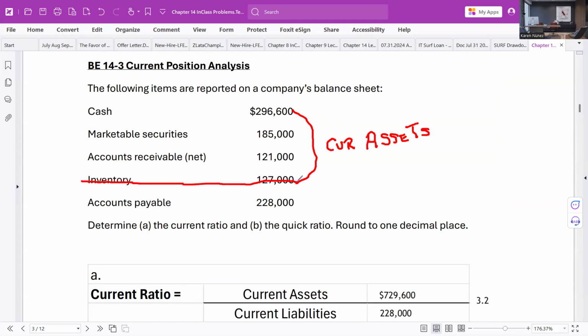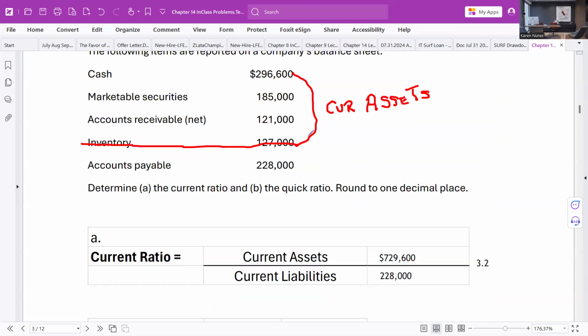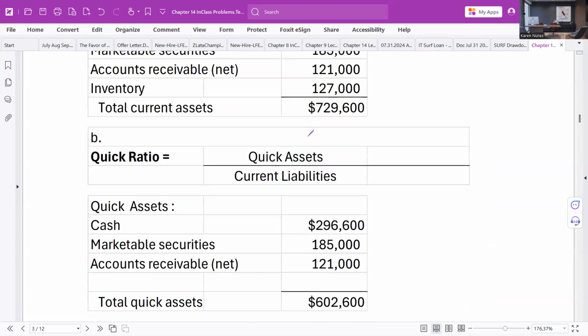So when we look at the quick ratio, we want quick assets, which should not include inventory. So down below here, I've got the quick assets. When you take that inventory out, it's just the cash, the marketable securities, and accounts receivable. So the quick assets are only $602,600. So we're going to measure this quick ratio using in our numerator those quick assets over those current liabilities.